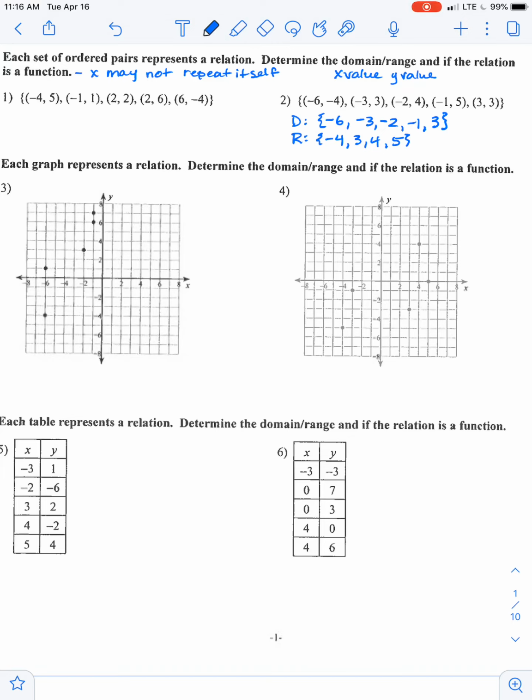Now again, I'm going to look to see, does x repeat itself? And it looks like none of my x's repeated themselves. I didn't have to delete any of them. So this is a function. Okay? Number 4. Again, determine the domain and range, and if it is a function.